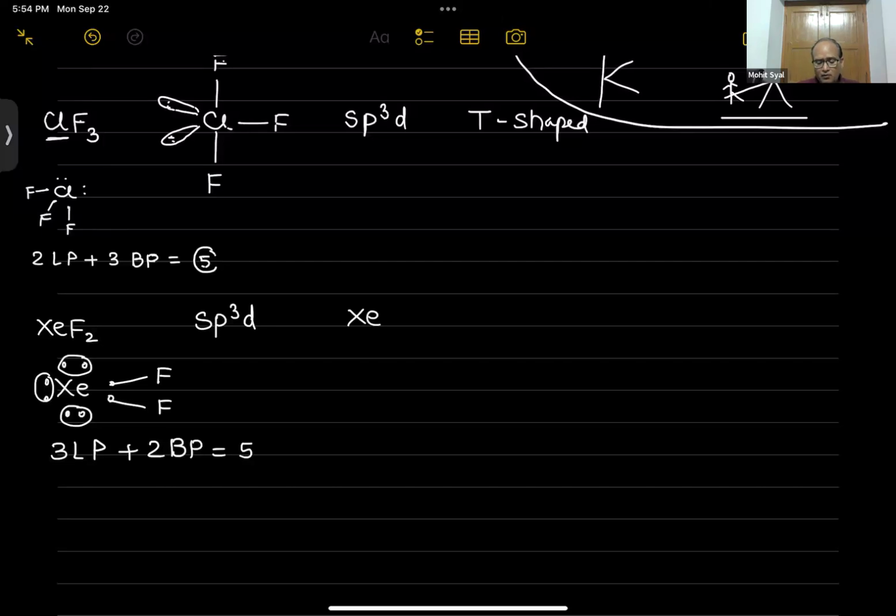In XeF2, where am I going to put the lone pairs? The base arrangement of the electronic pairs will be trigonal bipyramidal only, but while telling the shape, you will not consider the lone pairs. Xe is there, and 5 electron pairs are there. Where should we put the lone pairs? In the equatorial plane.